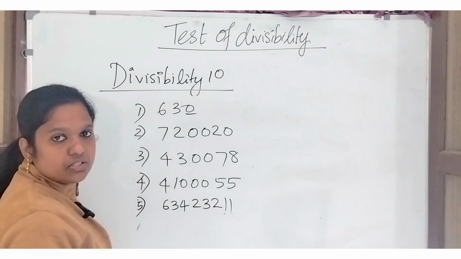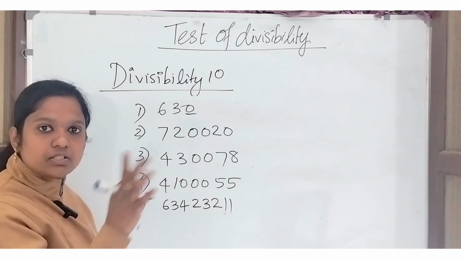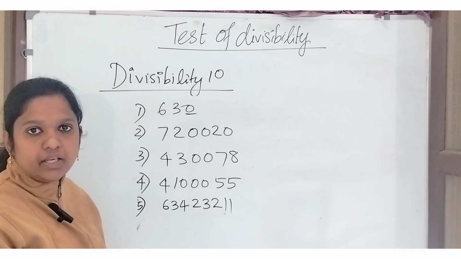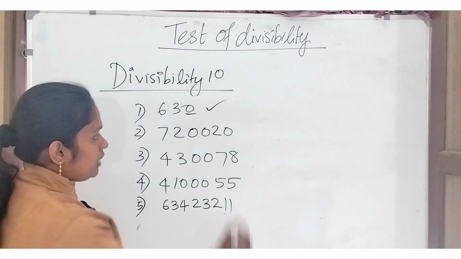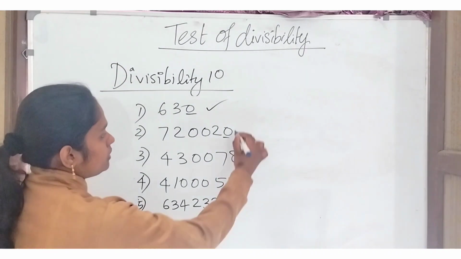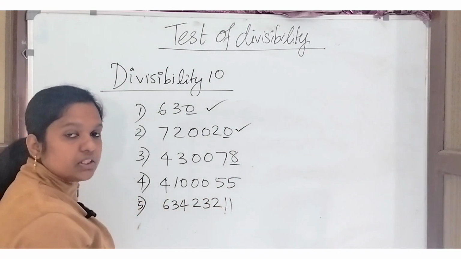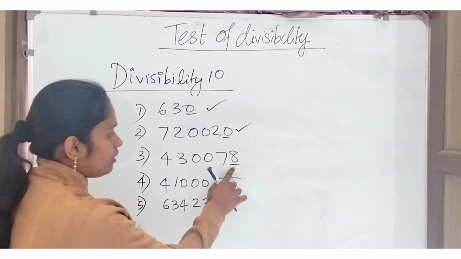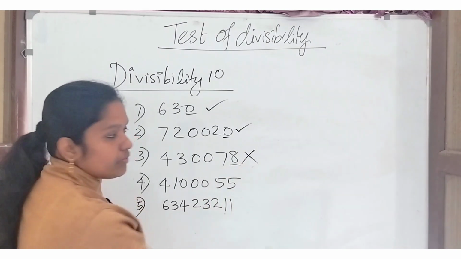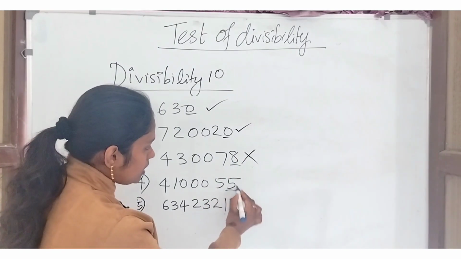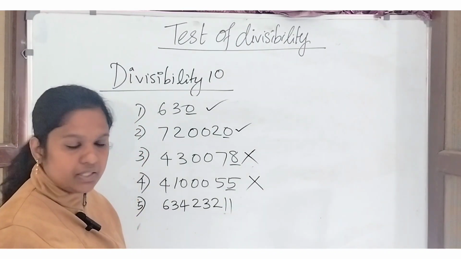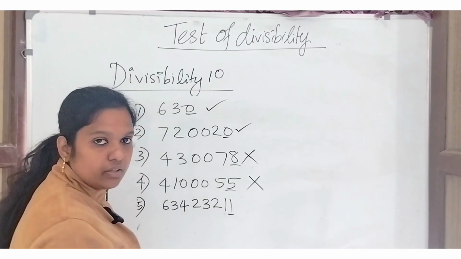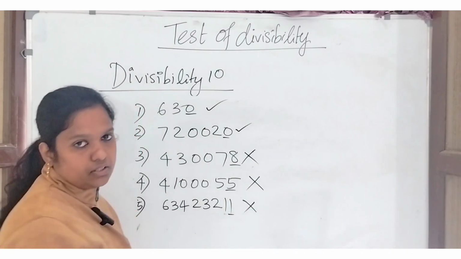Only one condition is there. If the last digit is 0, then it is divisible by 10. The last digit is 0, it is divisible by 10. The last digit is 0, it is divisible by 10. The last digit is not a 0, here it is 8, so it's not divisible by 10. The last digit is 5, it's not a 0, so it's not divisible by 10. The last digit is 1, so it's not divisible by 10.